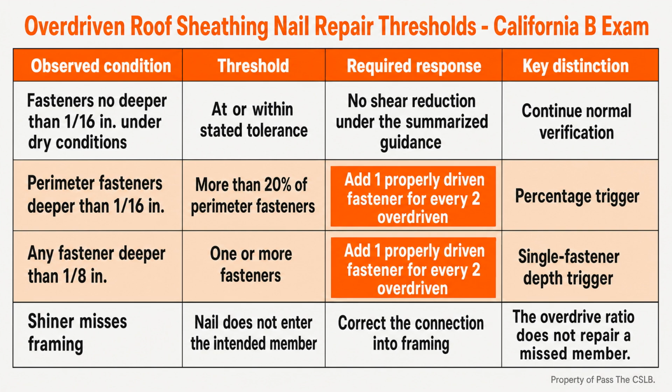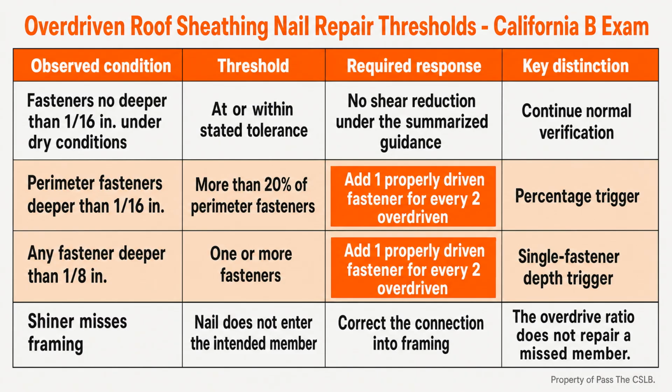A shiner is a different defect. The overdriven rule assumes the nail actually entered framing and that the issue is damaged panel material around the head. A nail that misses the framing provides no holding power to that member. Adding 1 nail for every 2 shiners is not the stated remediation. The missed connection has to be properly fastened into framing.